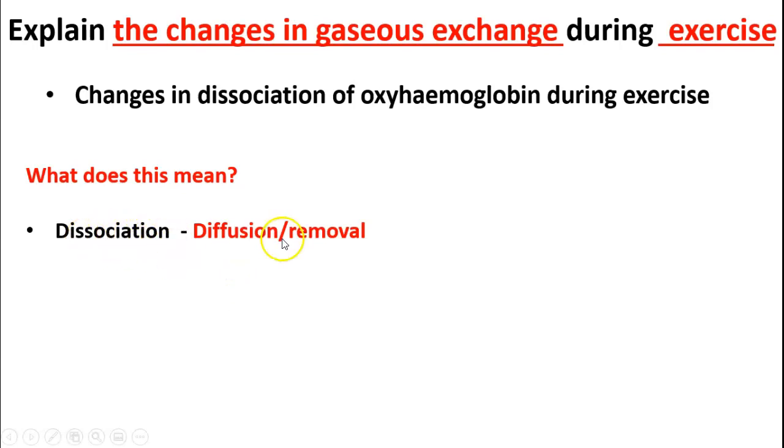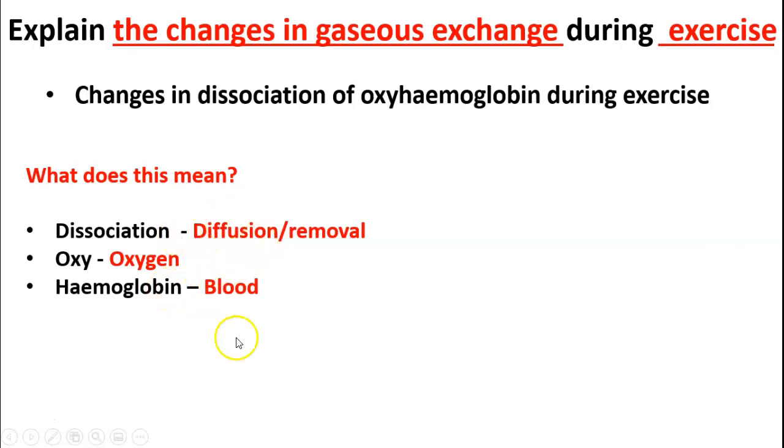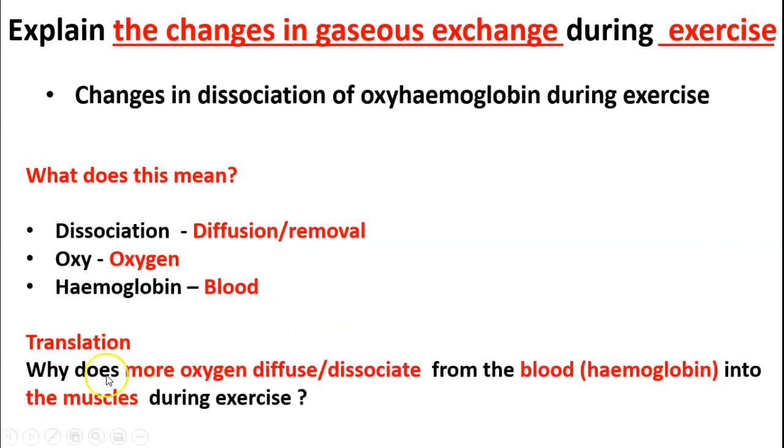Okay, first up then. Dissociation. All dissociation means is diffusion, which we've already talked about, or removal or unloading. Oxy refers to oxygen, obviously, and then we've got haemoglobin, but we're going to just simplify that to the blood. Now, once you put that together, I think if you summarize what the specification is asking you to be able to do, it's asking you to be able to say, why does more oxygen diffuse? I've used diffuse here alongside dissociate from the blood into the muscles during exercise.